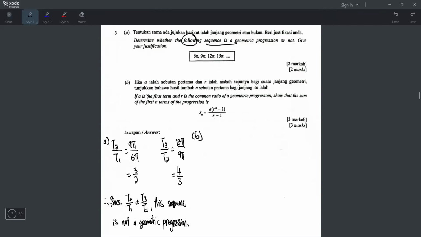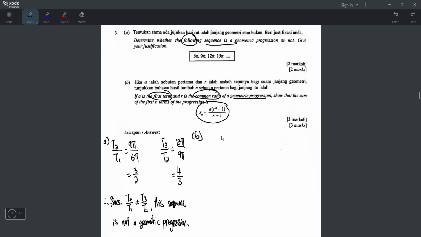Okay, B, let's see what they want. If a is the first term, r is the common ratio, okay, we know that already, of a geometric progression, show that the sum of the first n terms is this, right? If you look at this, this is the formula that you need to hafal, the formula you belajar in this chapter, the Sn formula. And they want you to show that the Sn formula is this. It means you have to prove it to them. You have to show them how this formula comes about, macam mana datangnya formula ni. So you have to start from nothing and show them how to get here from nothing.